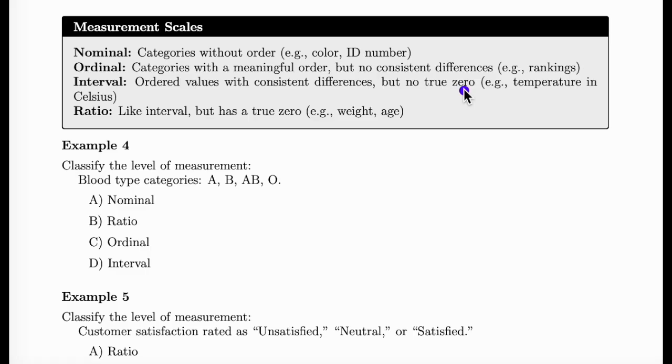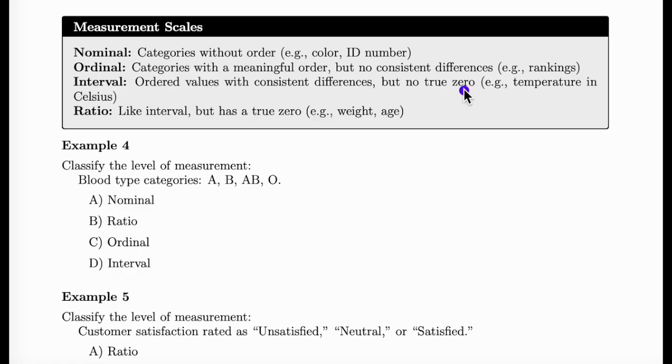So if you have data that has what's called a true zero, then you want to use ratio level of measurement. If you have a value of zero that you can use for your data, but it doesn't indicate that you have none of whatever that item is that you're looking at, then you're talking about interval. A true zero means if you have zero of something, there is nothing.